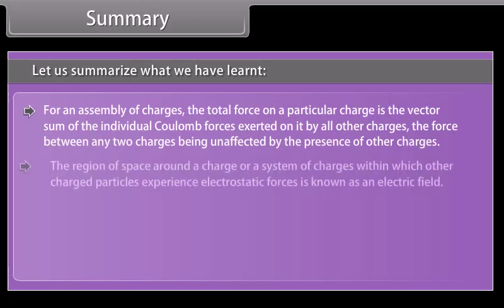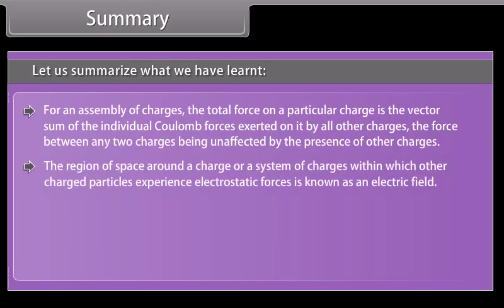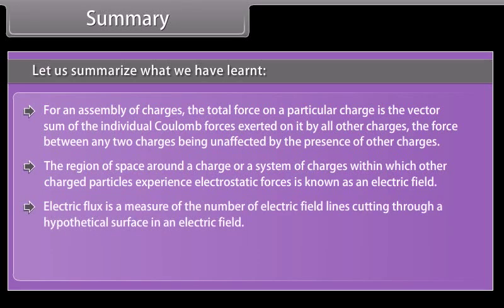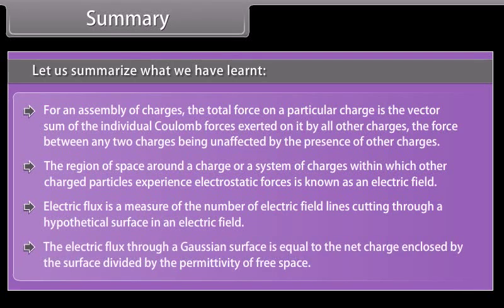The region of space around a charge or a system of charges within which other charged particles experience electrostatic forces is known as an electric field. Electric flux is a measure of the number of electric field lines cutting through a hypothetical surface in an electric field. The electric flux through a Gaussian surface is equal to the net charge enclosed by the surface divided by the permittivity of free space.